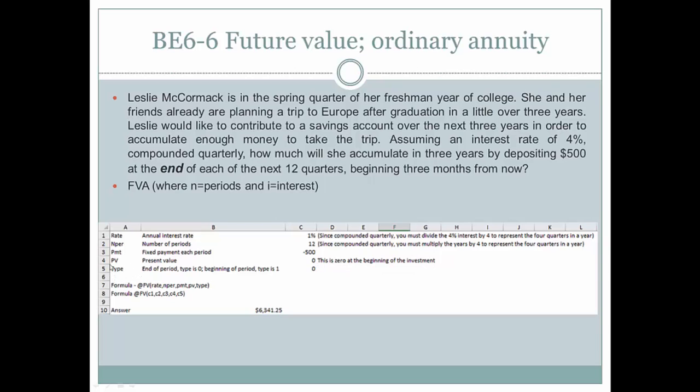Now we're going to be looking at annuity, so now we have to add in the type. If it's an ordinary annuity which pays at the end of the period, the value associated with this cell will be 0. If it is an annuity due, it's at the beginning of the period and the type will be 1. So we put the value of 1 in this cell. So the formula is future value, rate, number of periods, payment, present value, type. So C1, C2, C3, C4, C5, and this is our answer.